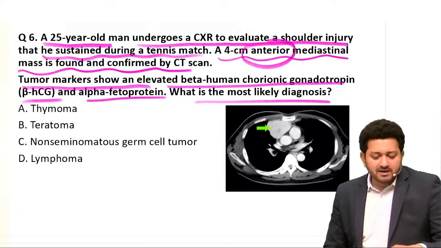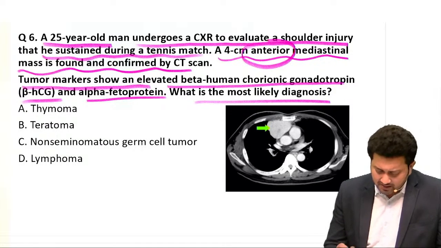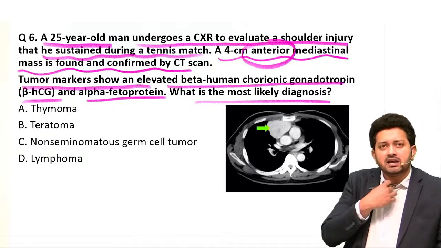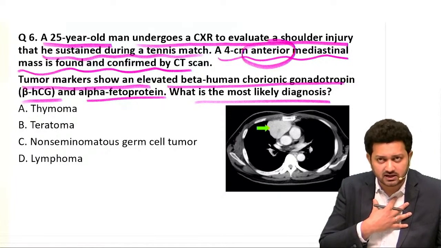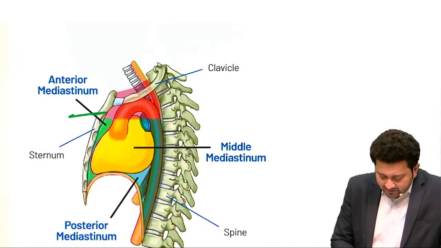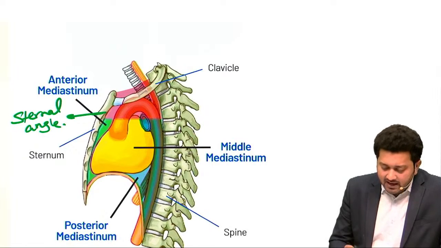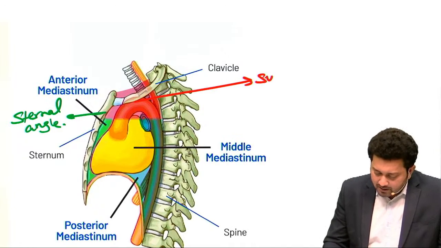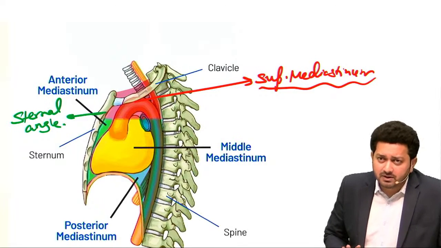Maybe this is one topic which is not usually discussed in the classes. Let me tell you, see the area behind the sternum, just listen to this. The area behind the sternum is the mediastinum. This is the sternal angle, whatever you call the angle of Louis. The area behind the sternal angle is the superior mediastinum.